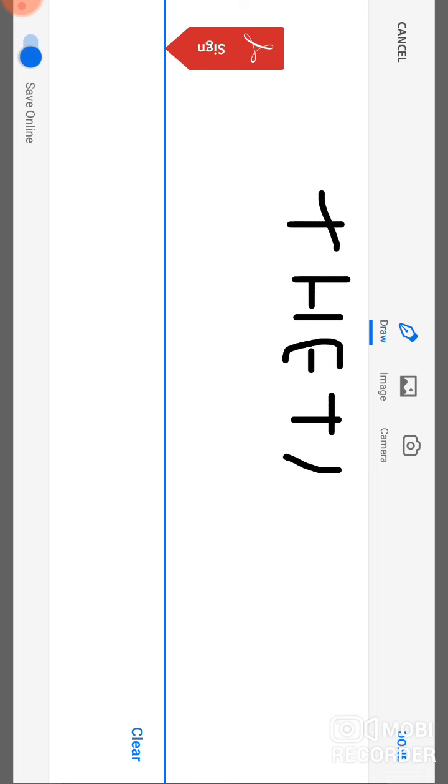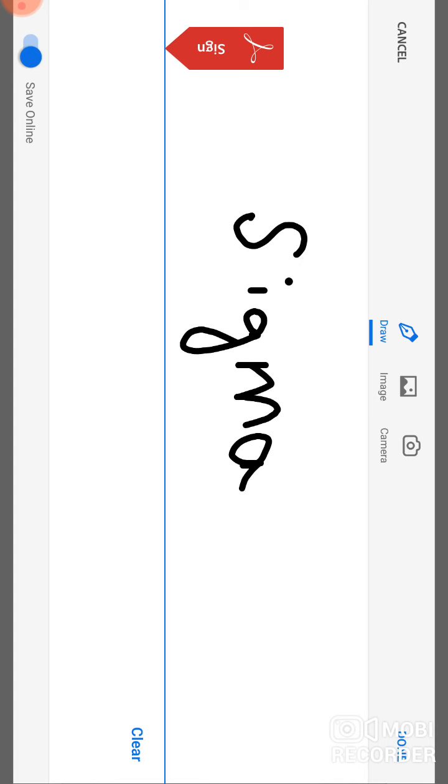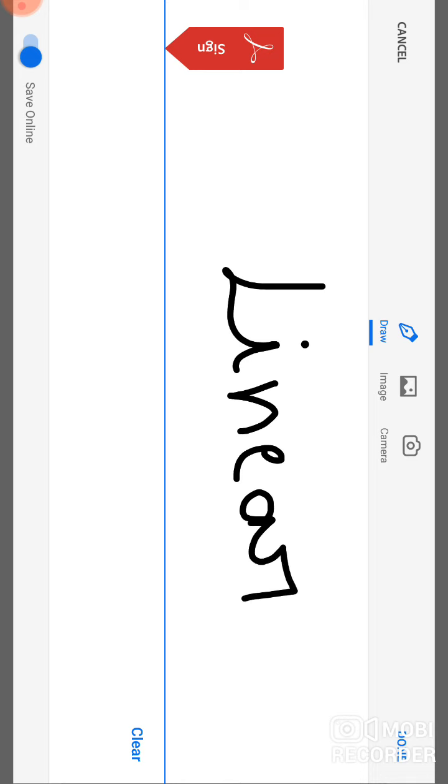Theta mode. Okay, this is theta mode. Sigma mode, and the last one is linear mode.